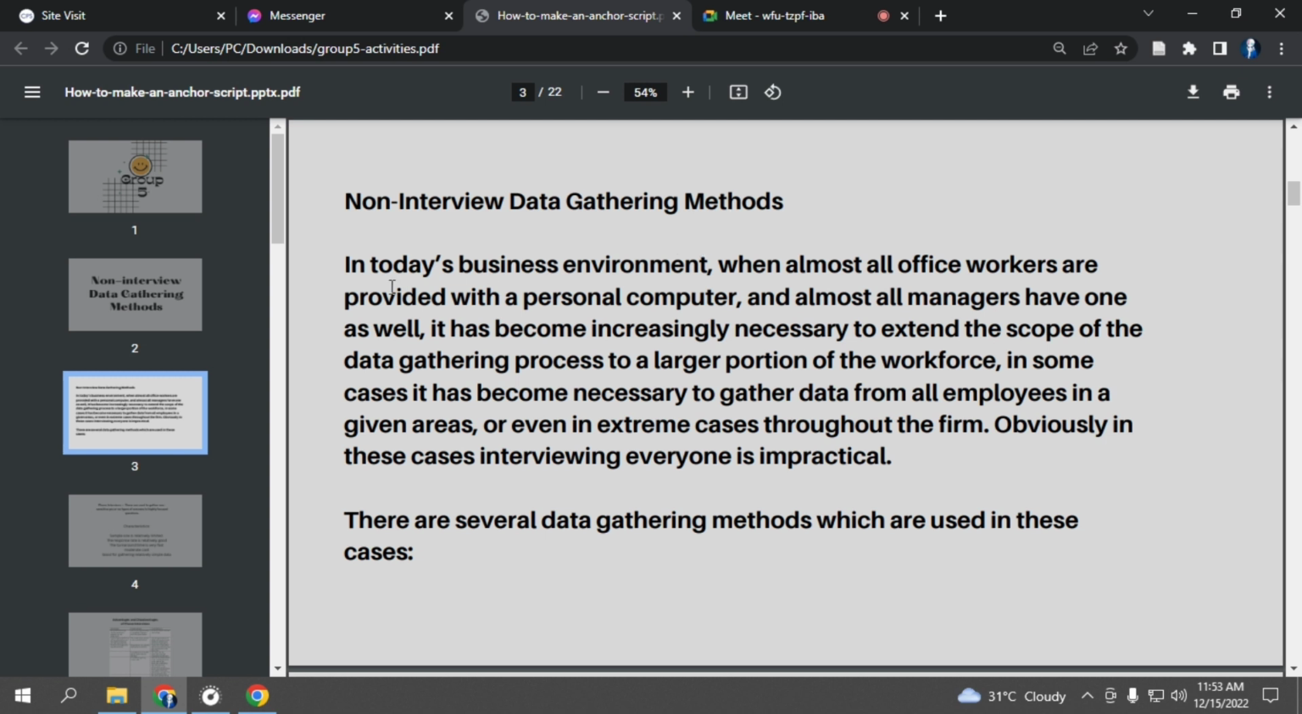Non-interview data gathering methods. In today's business environment, when almost all office workers are provided with a personal computer, and almost all managers have one as well, it has become increasingly necessary to extend the scope of the data gathering process to a larger portion of the workforce. In some cases, it has become necessary to gather data from all employees in a given area, or even, in extreme cases, throughout the firm. Obviously in these cases, interviewing everyone is impractical. There are several data gathering methods which are used in these cases.